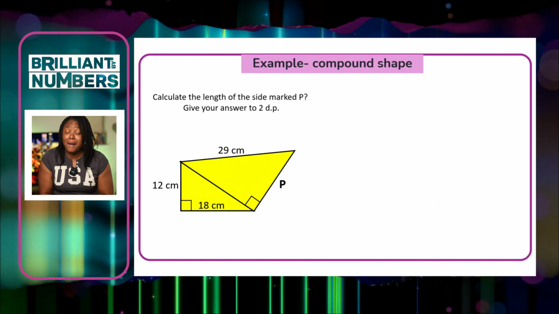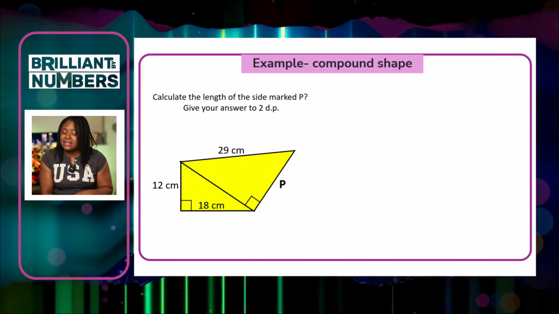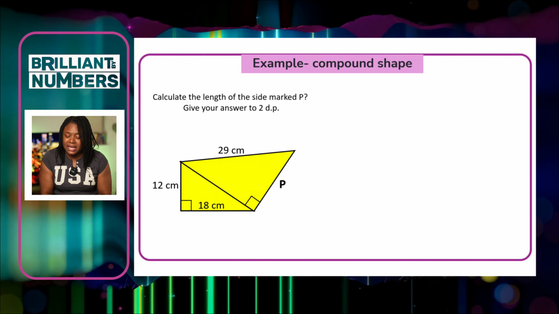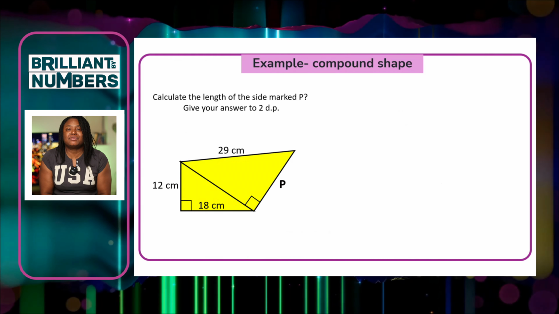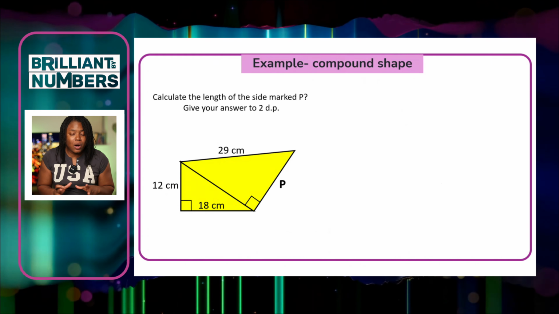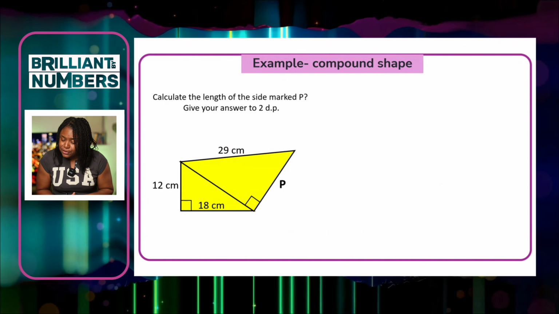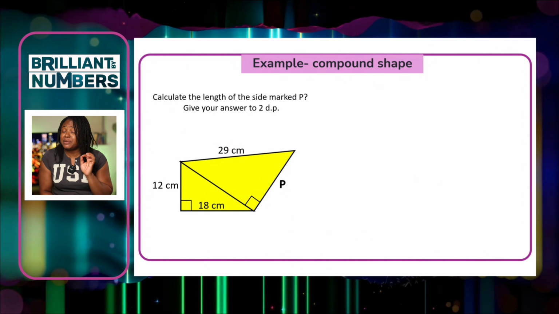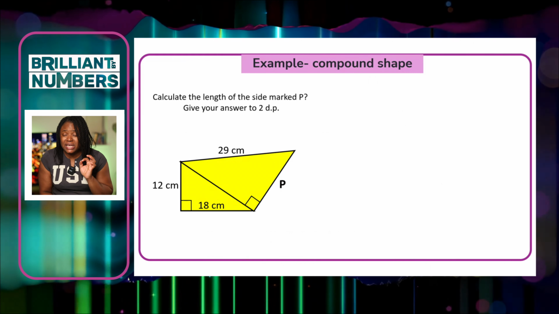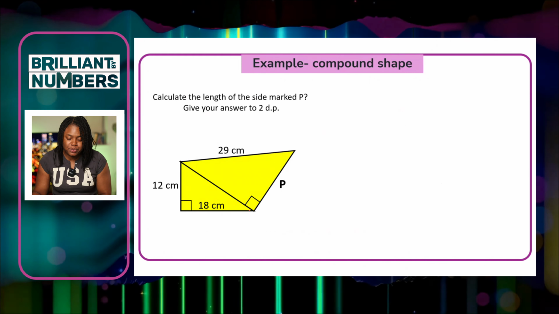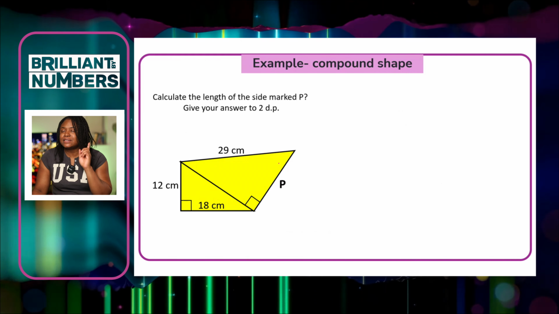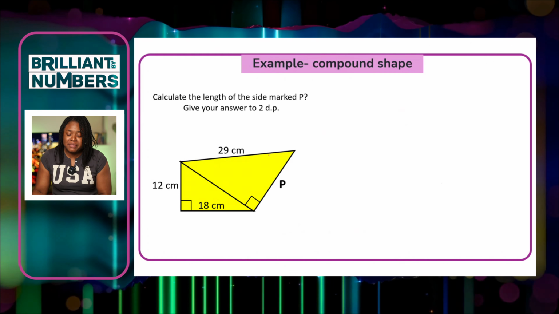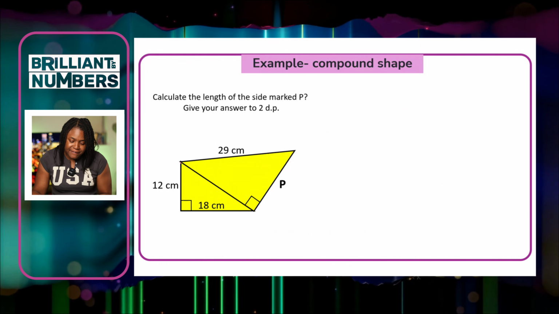Absolutely fantastic. Now we're going to do 2 other questions and then we are going to summarize. So here we've got a compound shape. We're asked to calculate the length of the side marked P and give your answer to 2 decimal places. Now we can see here our compound shape is made up of 2 triangles. I want to find the side P. Important to note here that the triangle onto which P rests only has one side. This means that I need to first of all use my first triangle.